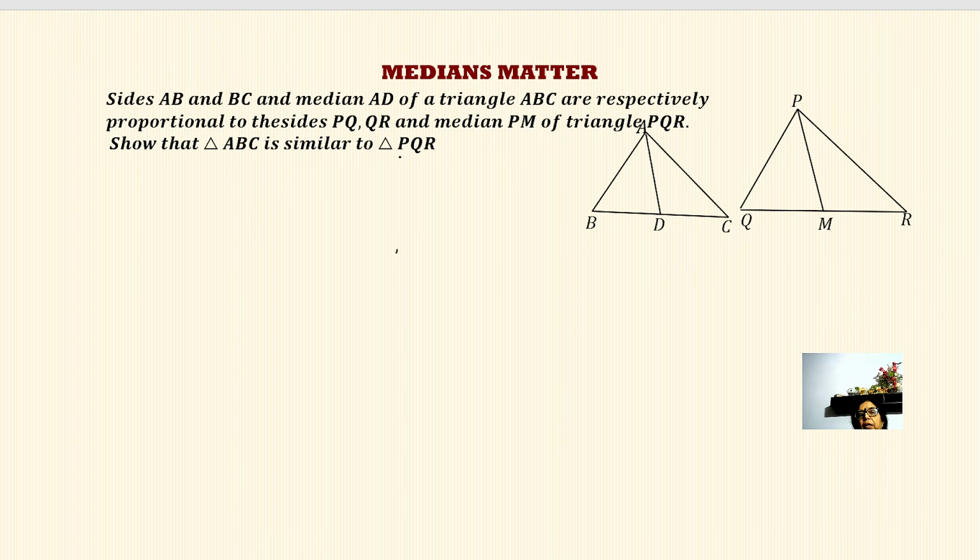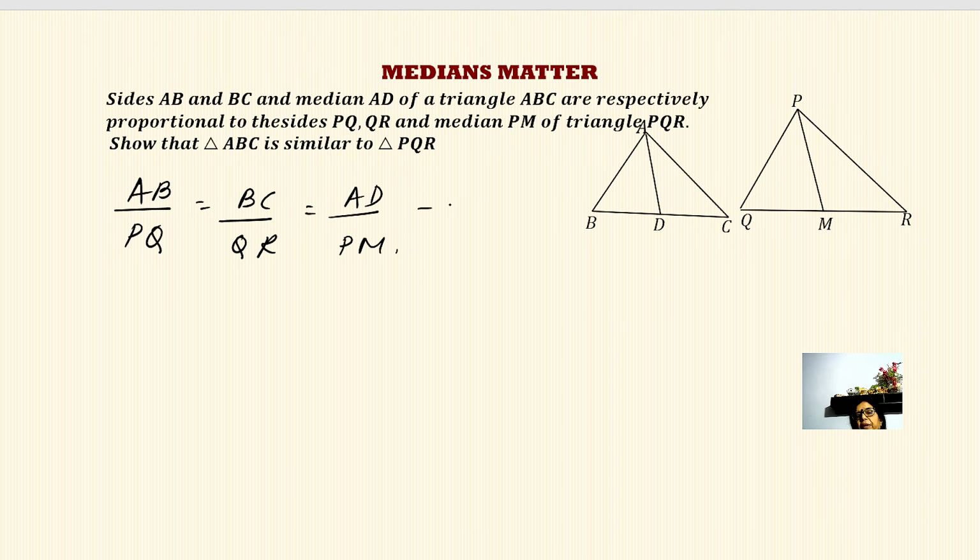So now let us read this question. Sides AB and BC and median AD of a triangle ABC are respectively proportional to the sides PQ, QR and the median PM of the triangle PQR. Show that triangle ABC is similar to triangle PQR. So first let us see what is given. The sides AB, BC and the median AD are proportional to the sides PQ, QR and the median PM. This is what we are given.